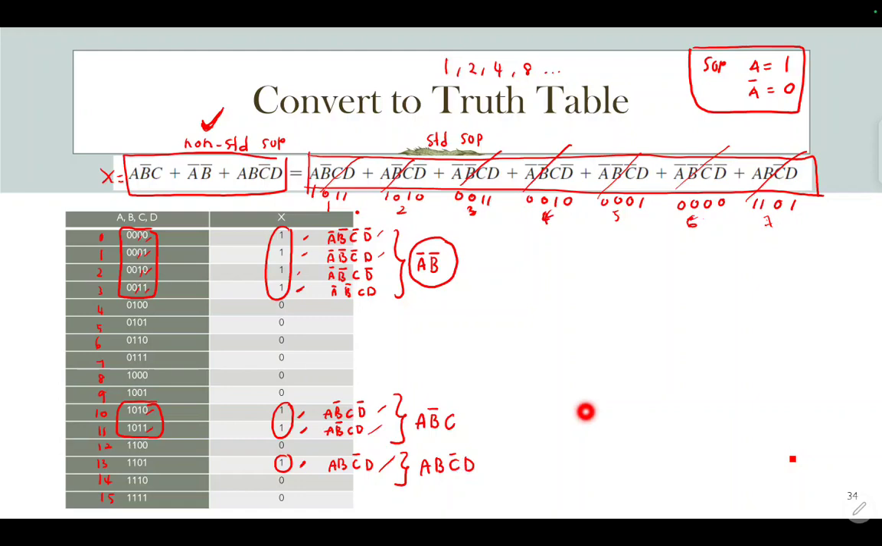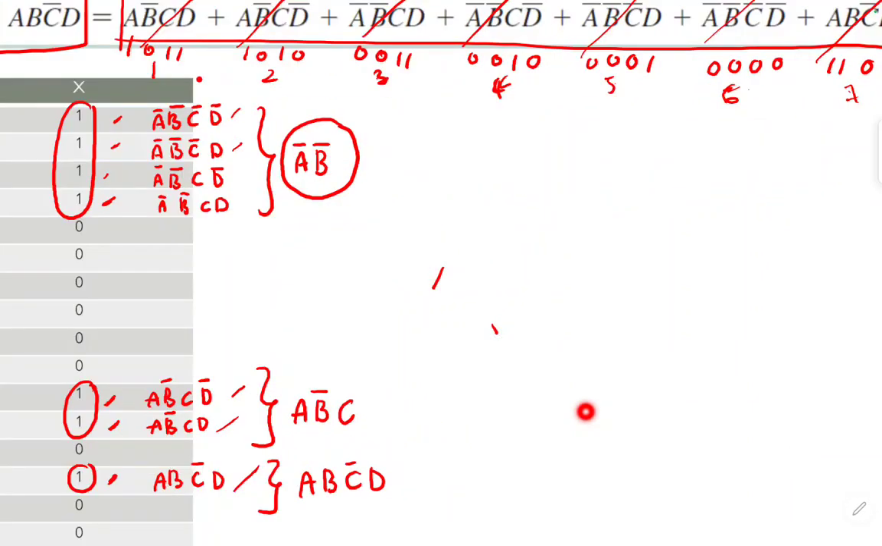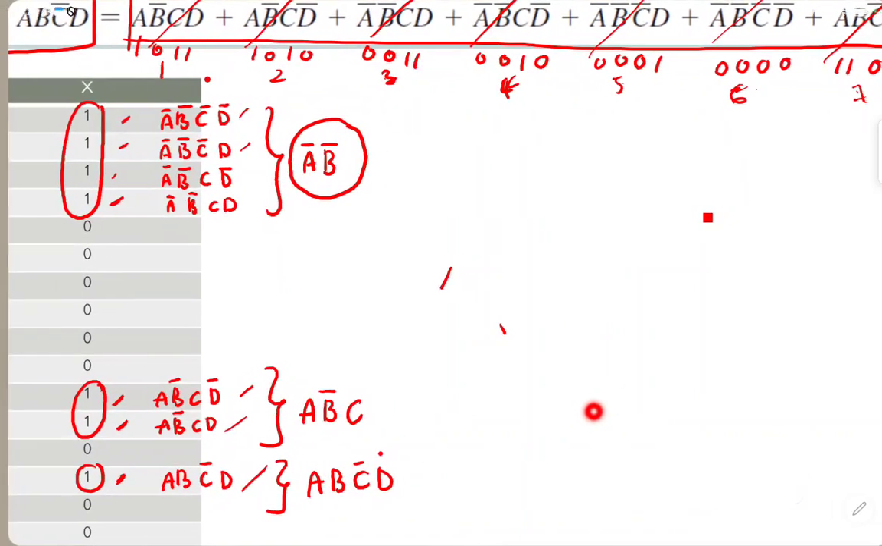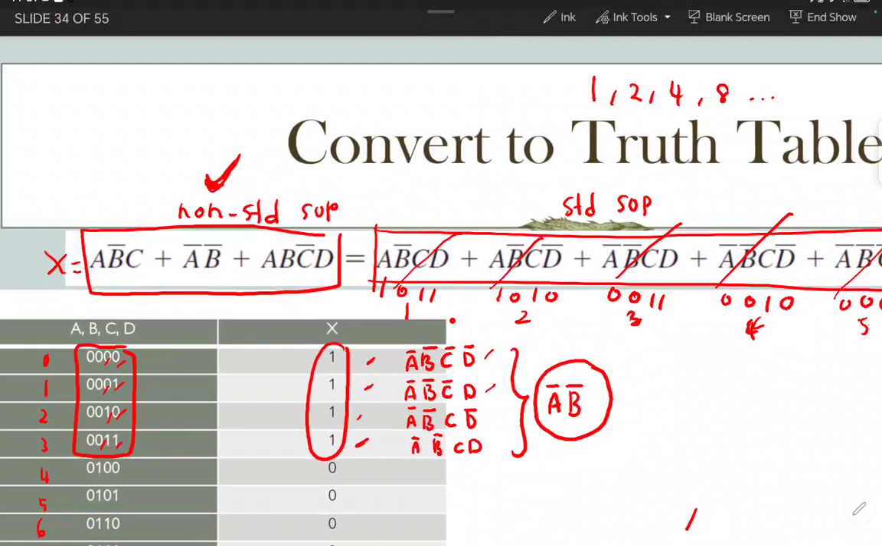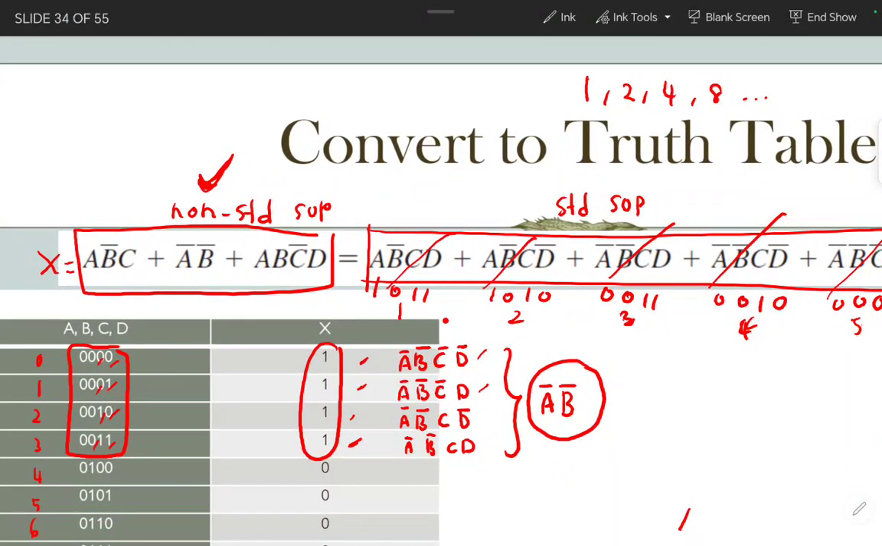So that's why you got the equation X equals A, B bar, C plus A bar, B bar plus A, B, C bar, D.